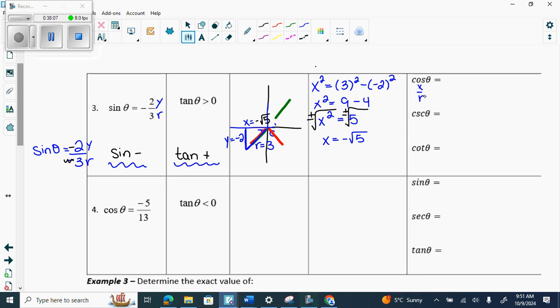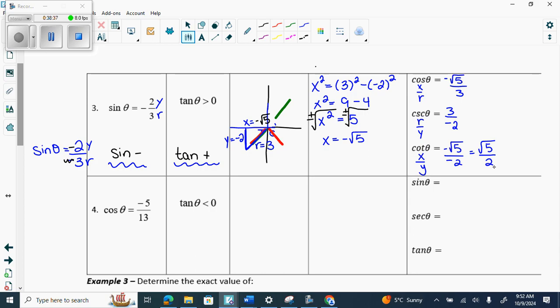So I'm going to get negative root 5 over 3. Cosecant is sine flipped. Sine is y over r, so this is r over y. So I'm going to get 3 over negative 2. And cotan is tan flipped, so tan is y over x, so this is x over y. So I'm going to get negative root 5 over negative 2, which is root 5 over 2.